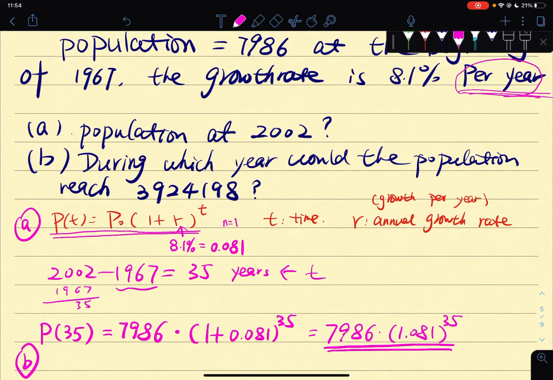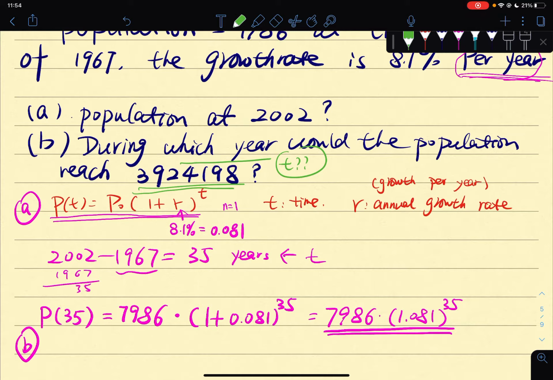It says, during which year? So let's be very specific. It's asking what's the time. It's asking for the T. Would the population, so you were given the population at the end, so we put everything back in. My end population is given to me, it's 3924198. My initial population is 7986.